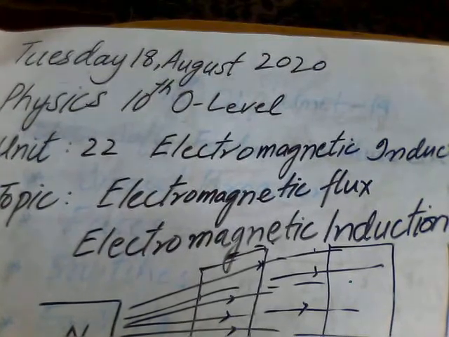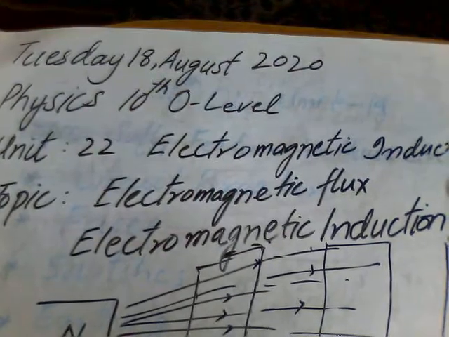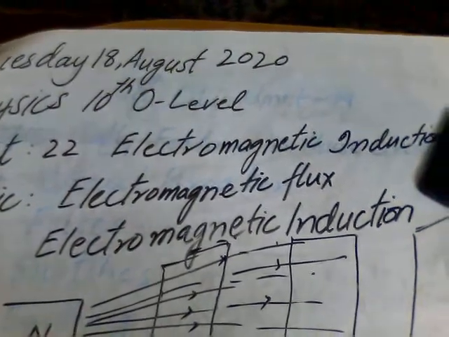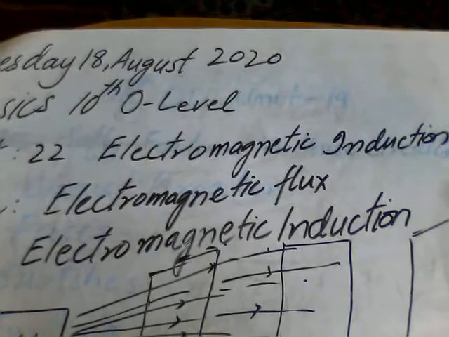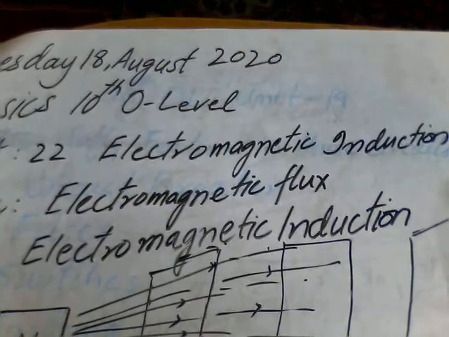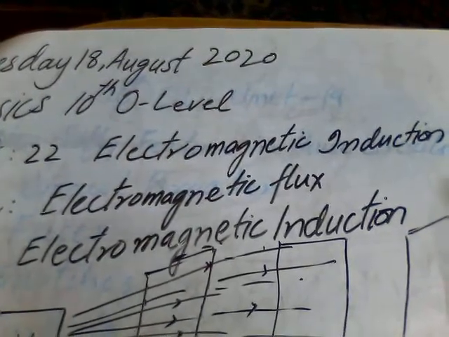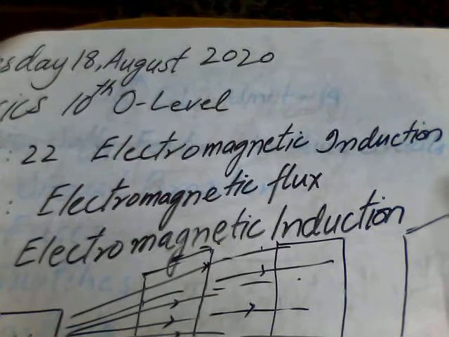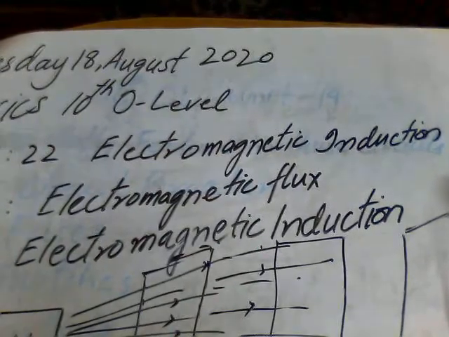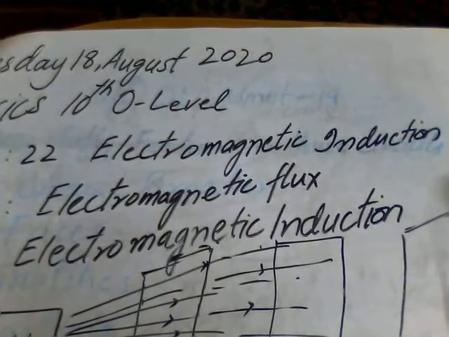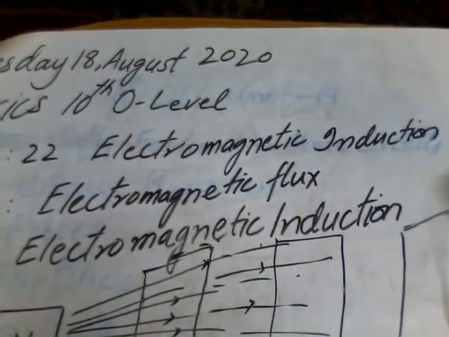Today we are going to start our new unit 22, electromagnetic induction. The word induction is derived from induced, meaning to enter. That is how an electromagnetic effect can be induced. So electromagnetic means the combination of electricity and magnet. How can both of them produce each other?